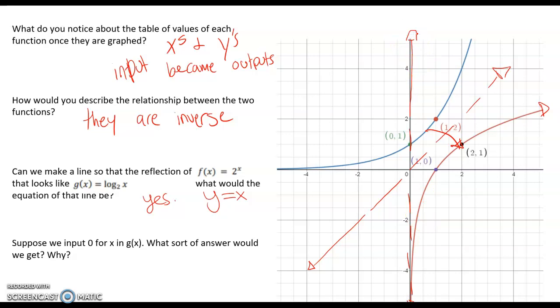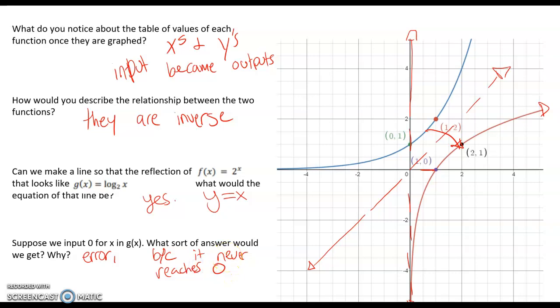What would our y value be? Well, we already know that's going to be something not positive, right? Because from here on, we're no longer positive. The fact of the matter is, just like our asymptotes were horizontal in our exponential functions, our log functions are going to have vertical asymptotes. So this is our vertical asymptote, so we're not going to get an answer here. We're going to get an error. And that is because it never reaches 0.